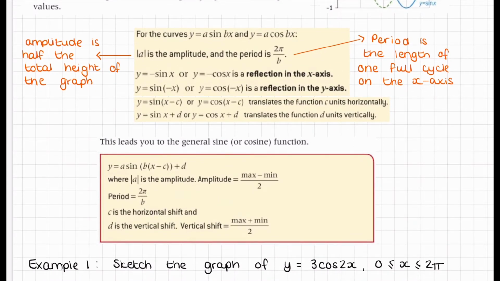So we have then the general cosine function or sine function. So it's y equals a sine in brackets b, brackets x minus c, close your brackets, and then plus d. Just to clarify, a is your amplitude, your maximum minus your minimum divided by 2. Your period equals 2 pi on b, c is a horizontal shift, and d is a vertical shift.